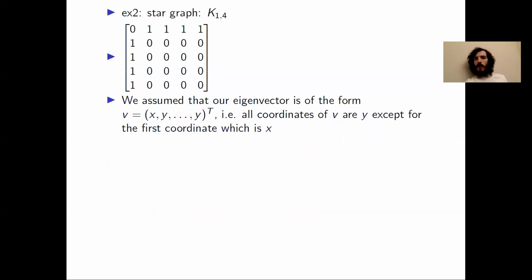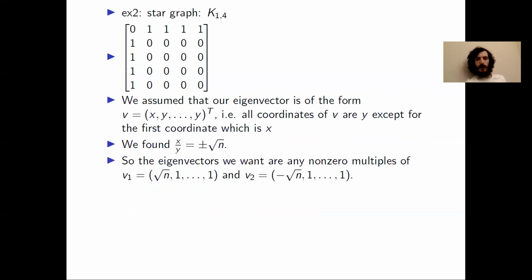So now that we've figured out what x over y can possibly be, we can plug it back in. So we know that x over y equals plus or minus the square root of n. And that means that the two eigenvectors for the non-zero eigenvalues are going to be non-zero multiples of the two vectors that I've written here, which I've denoted as v1, which is the square root of n, comma 1, comma 1, all the way down to the end, repeated ones. And the other vector, v2, is negative square root of n, comma 1, comma 1, all the way down to the end, full of ones.